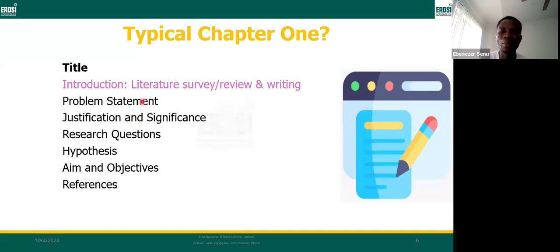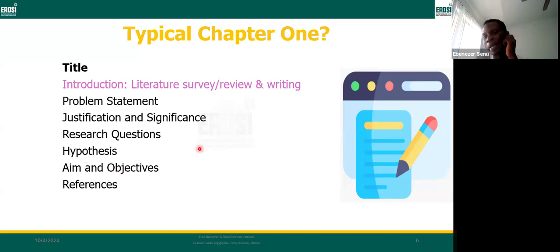So chapter 1 is just focused on everything. Either we separate introduction as one part of chapter 1, or we have the introduction as the background, before we have the subheadings that make up a typical chapter 1. Depending on your department, you may have other subheadings, but this is a typical chapter 1 that at least you are supposed to have. Some departments will have extra headings in addition. You're supposed to have your title, your background, which is a sub-heading of introduction, your problem statement, justification, significance, research question, hypothesis, aim, objectives, and references. This is a typical chapter one.